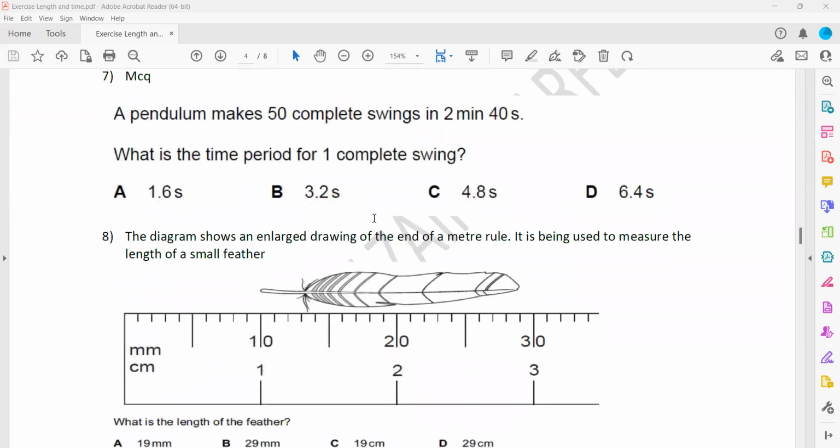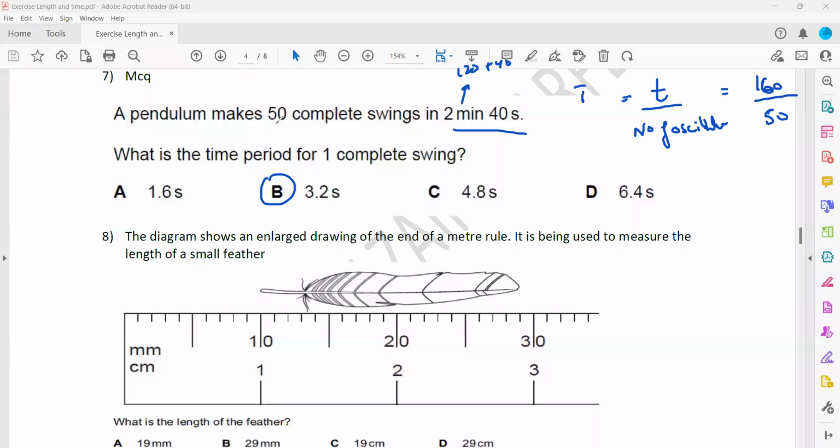Then we have a pendulum which completes 50 swings in 2 minutes and 40 seconds. How to work out the time period? The time period is the total time divided by the number of oscillations, or number of vibrations. That will give us the time period. So total time, because all the options are in seconds, should be in seconds. So 2 minutes and 40 seconds. 2 minutes means 120 plus 40, so this is 160. And the total number of oscillations is 50. So 160 divided by 50 is equal to 3.2. So B will be the right answer.